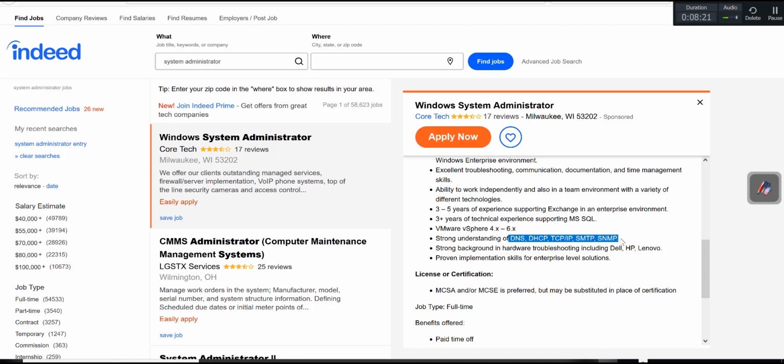DHCP, I mean, if you're not getting IP addresses and everything like that, how are you going to fix it? You just need to know this stuff. You can't get away from this. SMTP and all this kind of stuff, with Exchange stuff.